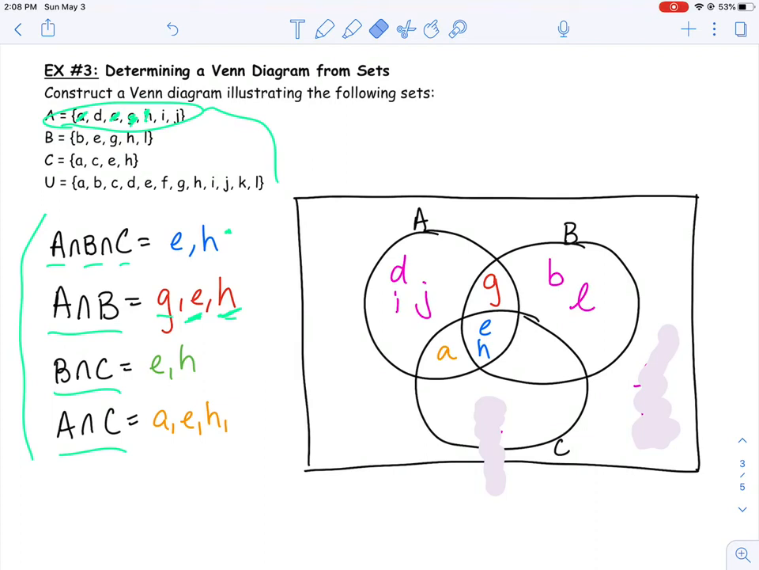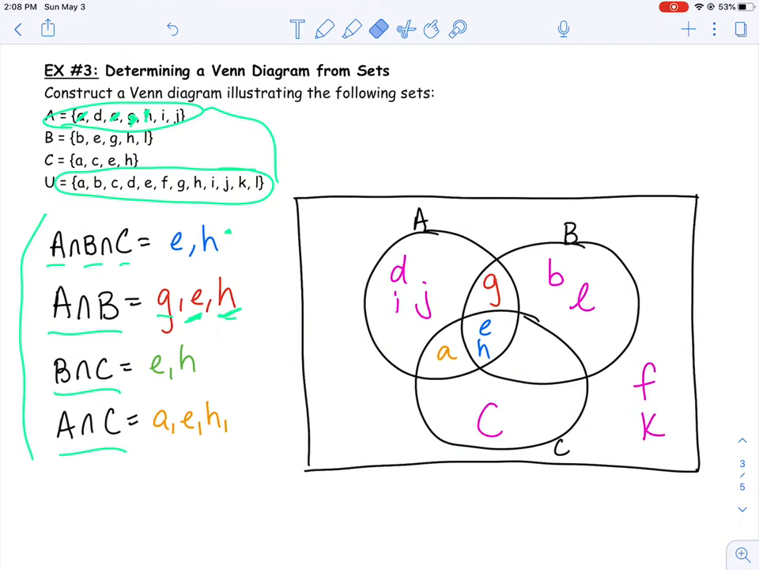For B, I had B and L left over. For set C, I had the element C left over. But those aren't all the elements in my picture. Remember, we need to make sure that we list all of our elements in our universal set. So what letters are missing that aren't in our picture already? Don't we have F and K?